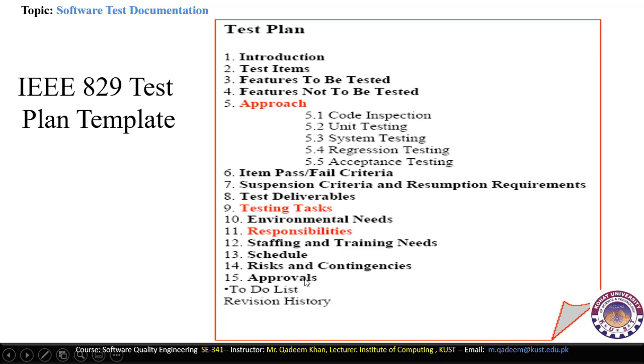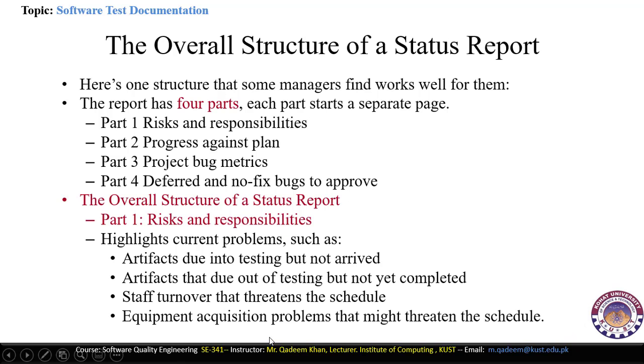Approvals means the different approvals that are required to approve the software system. Then there is the to-do list. In the to-do list we have the revision history. Revision history means the previous testing or previous tests that have been done in the past; all this history is provided here.